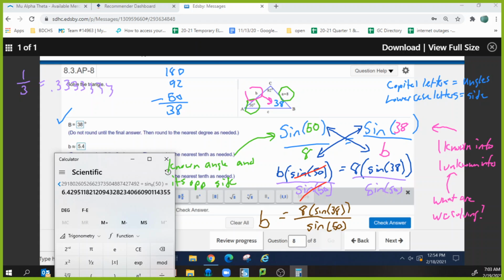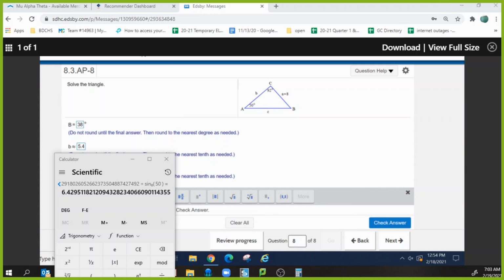Where is my tool? Now we know that, what does it want us to round to? Nearest tenth, so we have 6.42. So it's going to be 6.4 for side B. I'll put that up here so we don't forget. One second. Sorry, excuse me. All right, now let's try and find C. And then let's look at our answers and see if they make sense.